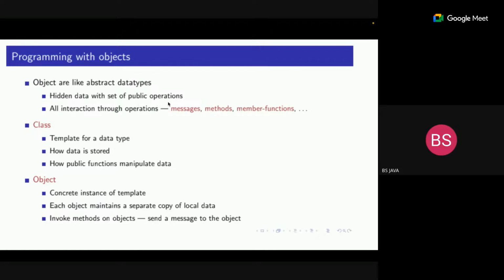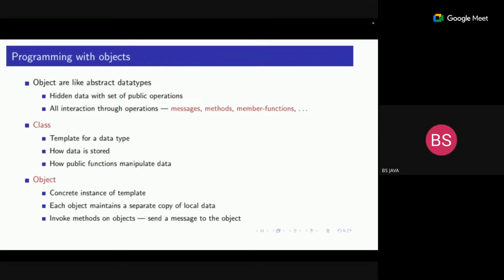Hidden data with a set of public operations, all interaction through operations. Now, class and object. Let's see this. What is a class? A class is just like a template for a data type. How data is stored and what functions are available to manipulate the data inside a class is defined as a pack inside the class.